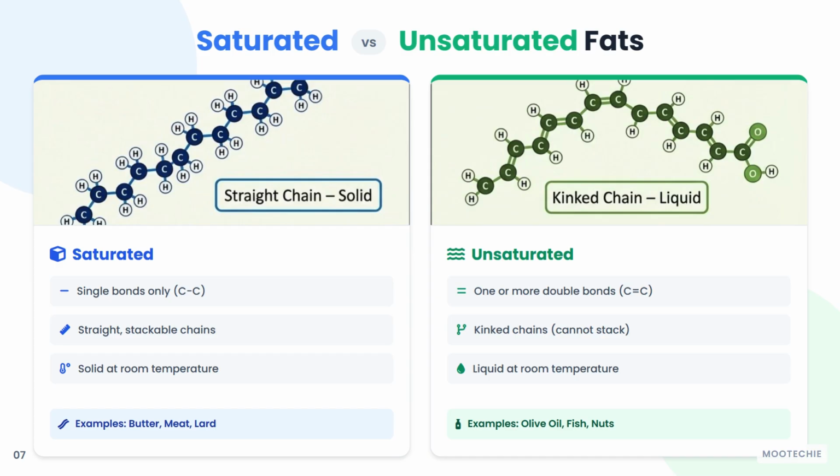On the other hand, unsaturated fats, their chains contain one or more double bonds. These double bonds, especially in the cis form, create kinked chains that cannot stack tightly together. This loose structure is why they are liquid at room temperature. Think of olive oil, fish oil, and nut oils.